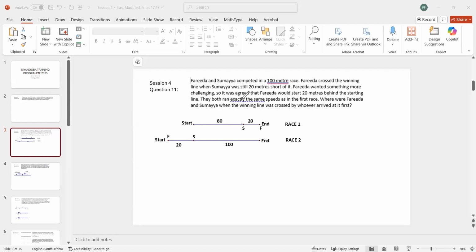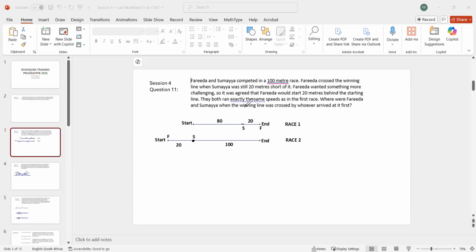Farida wanted something more challenging, so it was agreed that Farida would start 20 meters behind the starting line. So I've got a picture here. There's your starting line. And she gives Sumaya a head start. So Sumaya is at the starting line, and Farida is behind her. And they both ran exactly the same speeds as in the first race. So now they both run, but now she's got a 20-meter head start.